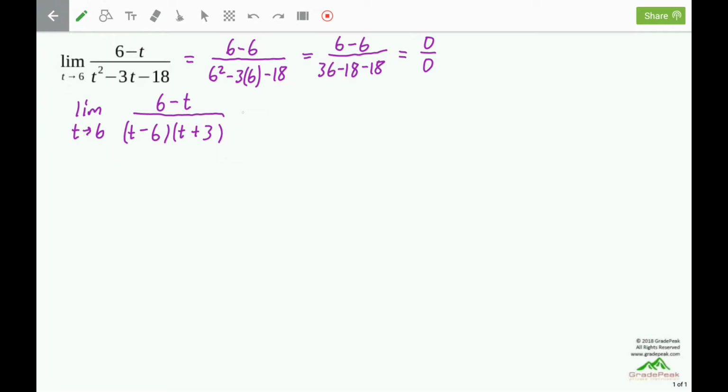You can now see where we're ending up with the 0 over 0, the 6 minus t and the t minus 6. Those will be able to cancel once they're exactly the same form. They're opposite signs right now, so we're going to need to factor a negative out of one of them. I'm going to opt for the numerator. So let's factor a negative out of the numerator. That'll change the t to become positive and the 6 to become a negative.